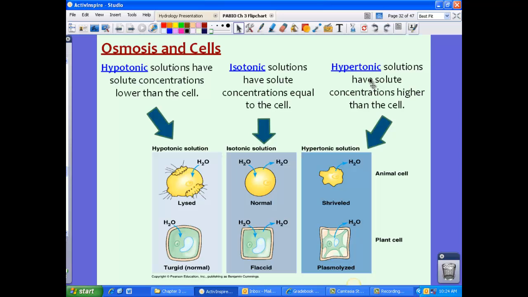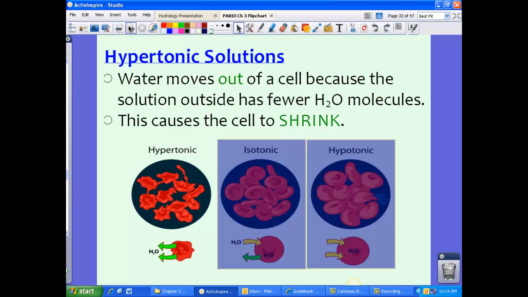We also see hypertonic solutions. Now this means that the solute concentration is higher than the cell. So in this case, water is moving outside of the cell, and we see a lot of shriveled little cells going on. So there's a higher concentration of water inside the cell. It's trying to move out, and unfortunately, the cell is at risk. So in hypertonic solutions, the cell is usually at risk in those particular cases.